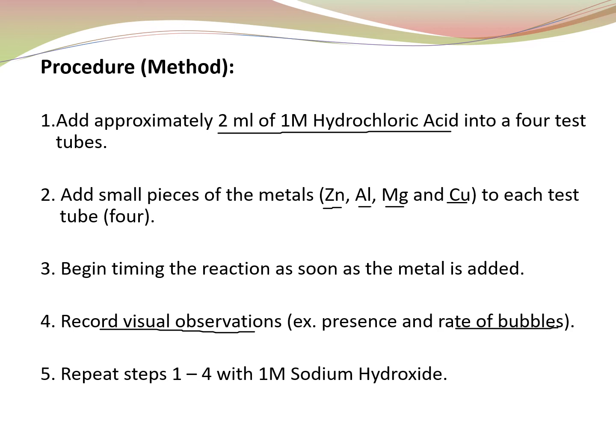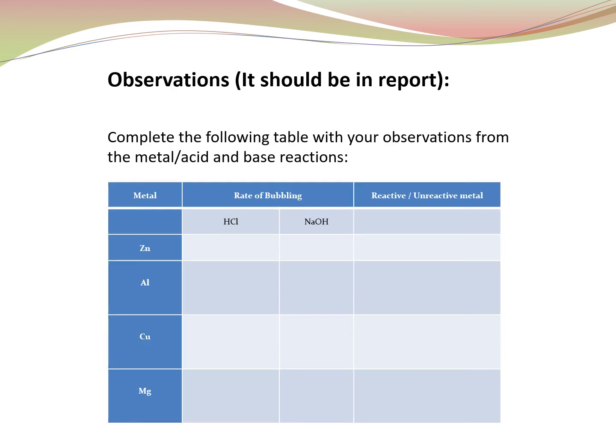And then we repeat the same thing with four other test tubes, this time putting in the 1 molar sodium hydroxide base, and similarly adding the metals to it and finding out how long it took for the bubbles to come, or what the rate of the bubbling is. So we have a chart here, rate of bubbling with HCl and with NaOH. Simply we record the time it took for the bubbling to start, and at the end we can simply write that if bubbling occurred, it means it's a reactive metal, and if no bubbling happened after some time, it will be called an unreactive metal.